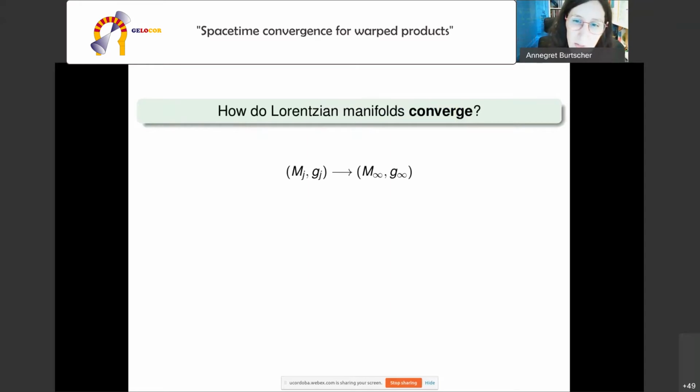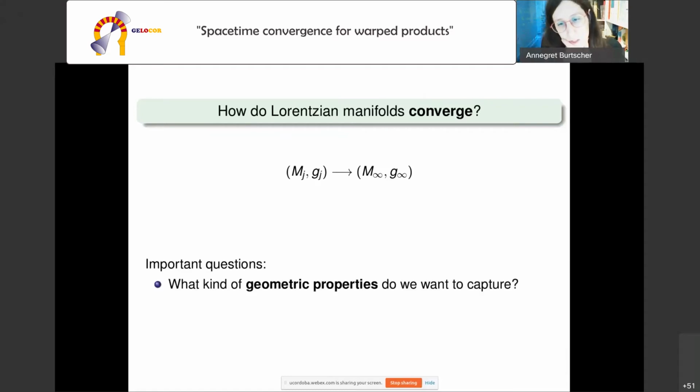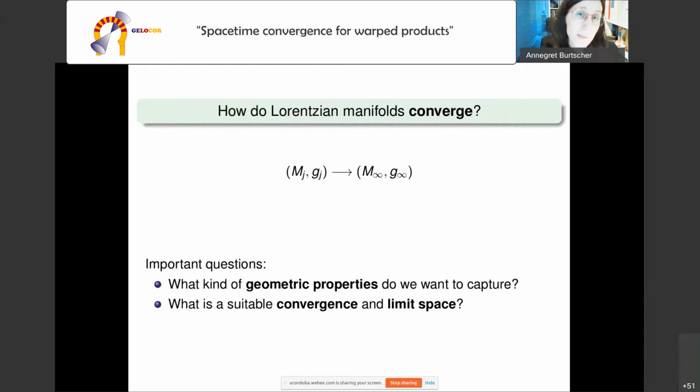So there are several questions to ask. Well, what should the limiting object even be, and what is the right notion of convergence for that? These are important questions that we have to understand before we even decide what kind of setting we want to pick. And so the main question is, well, what kind of geometric properties do we even want to capture? Depending on that, one may use a different notion of convergence. And so this is then the second question: what kind of convergence makes sense for these geometric properties, and what should the limiting space be?